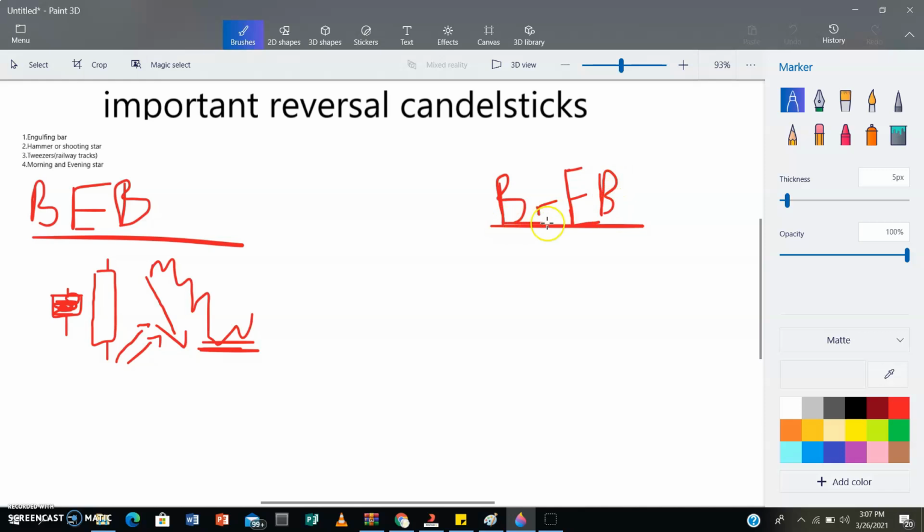So this is the bearish engulfing bar. Basically it's the opposite of the bullish one. So you would expect to have a small candlestick. This is the structure: a small candlestick, which is bullish, by the way. Let me redraw this nicely. A small bullish candlestick like this.